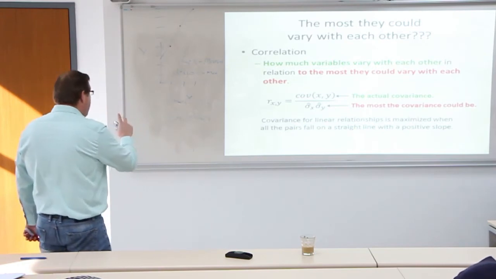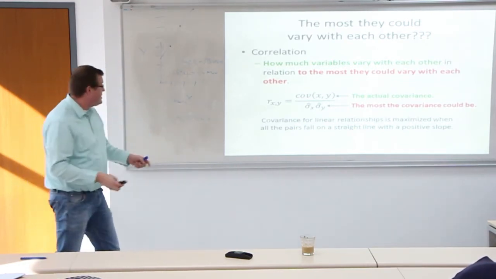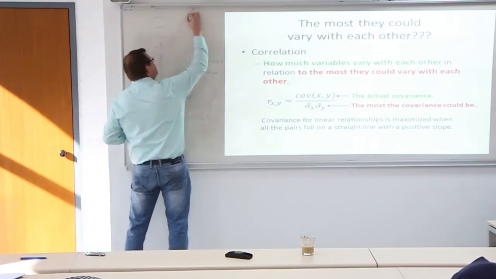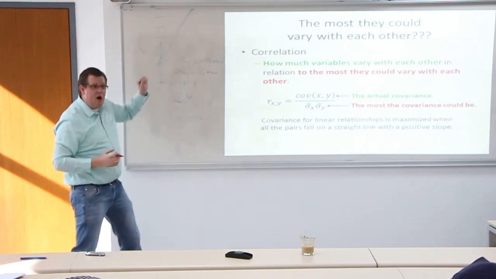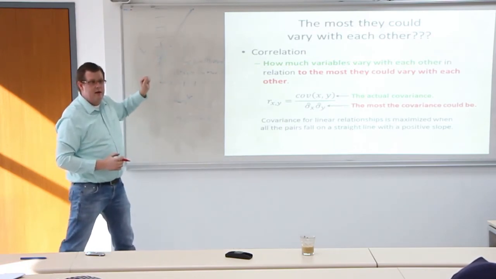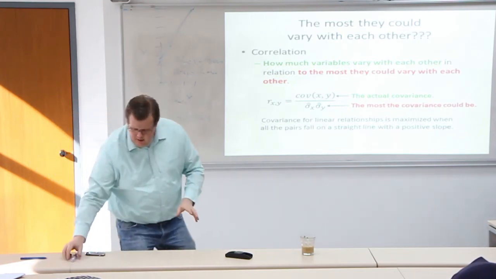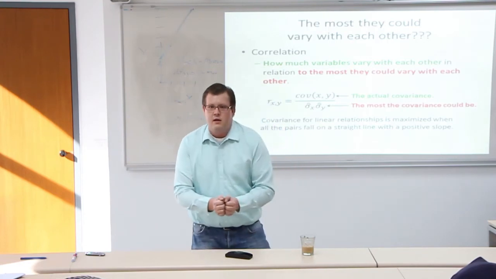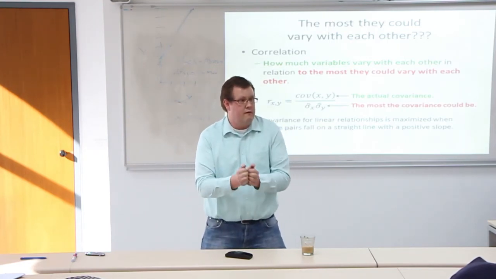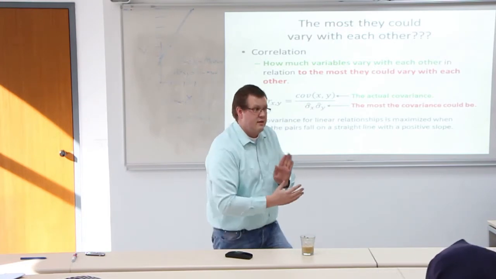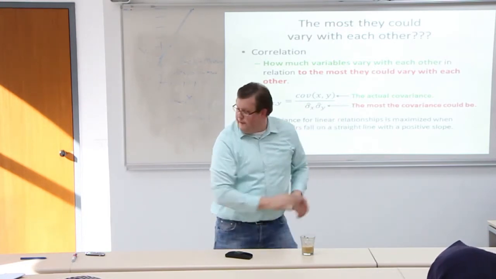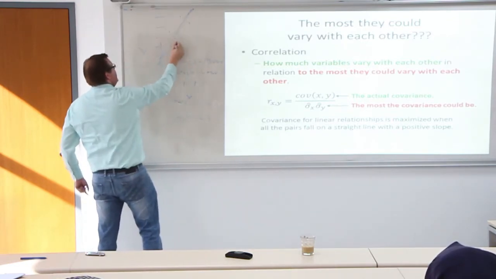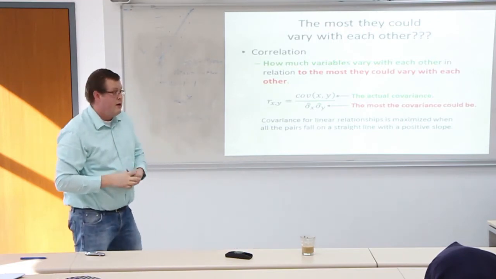So the covariance for linear relationships is maximized when all of the pairs fall on a straight line. So here we have this straight line, right? All of our dots fell right on the straight line. Now think about that. When all of the things vary together perfectly, covariance should be maximized. They are varying together perfectly. It's like falling on a straight line. If they're not varying together perfectly, then you have things falling off of that line. Some might fall on it, but some fall off of it as well, right?